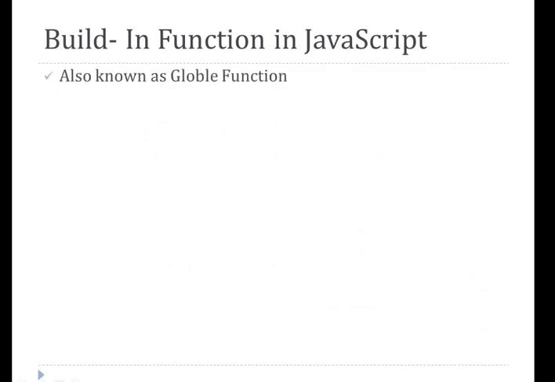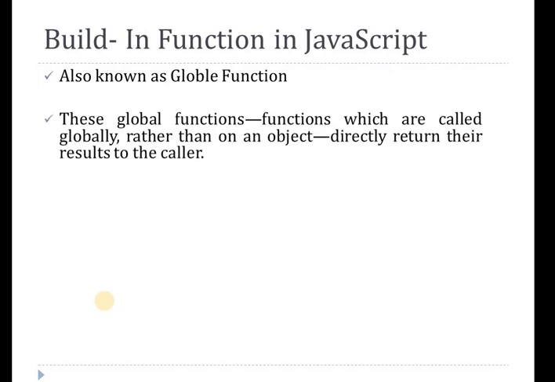So let's start. Now the first point is that these functions are also known as global functions. Why? Because these functions, which are called globally rather than on an object, directly return their results to their caller. That means you don't have to create any object to call these functions.